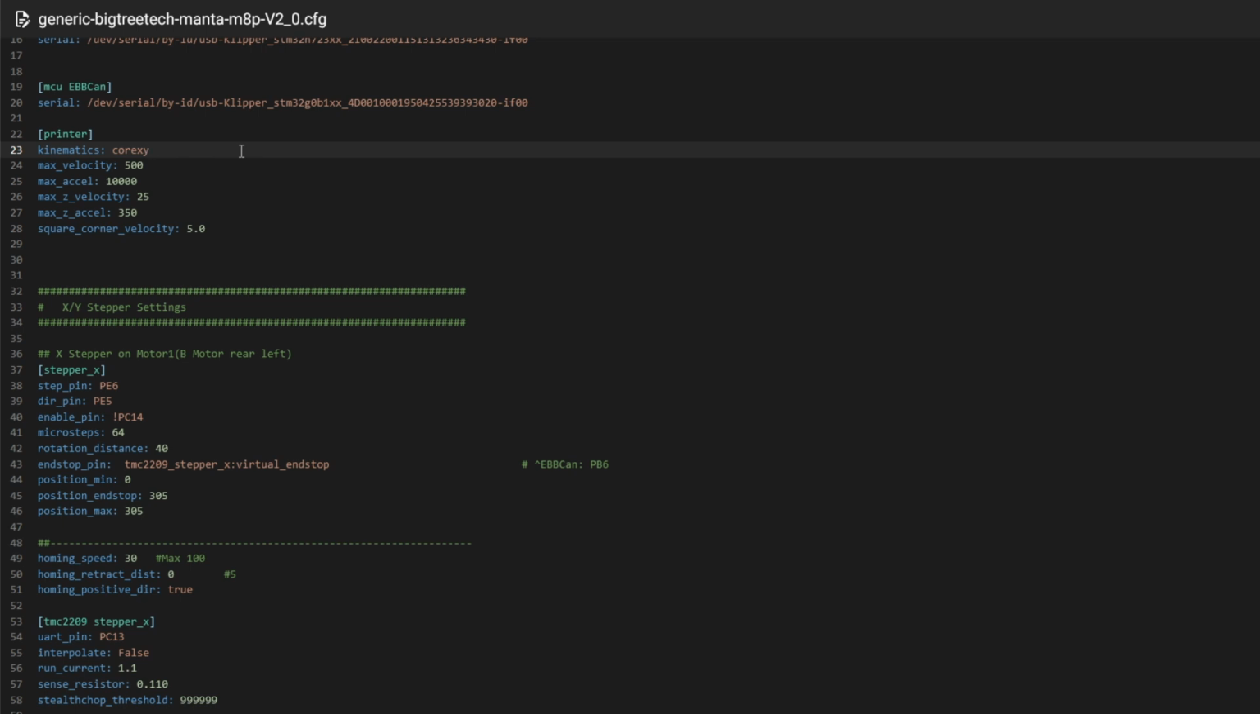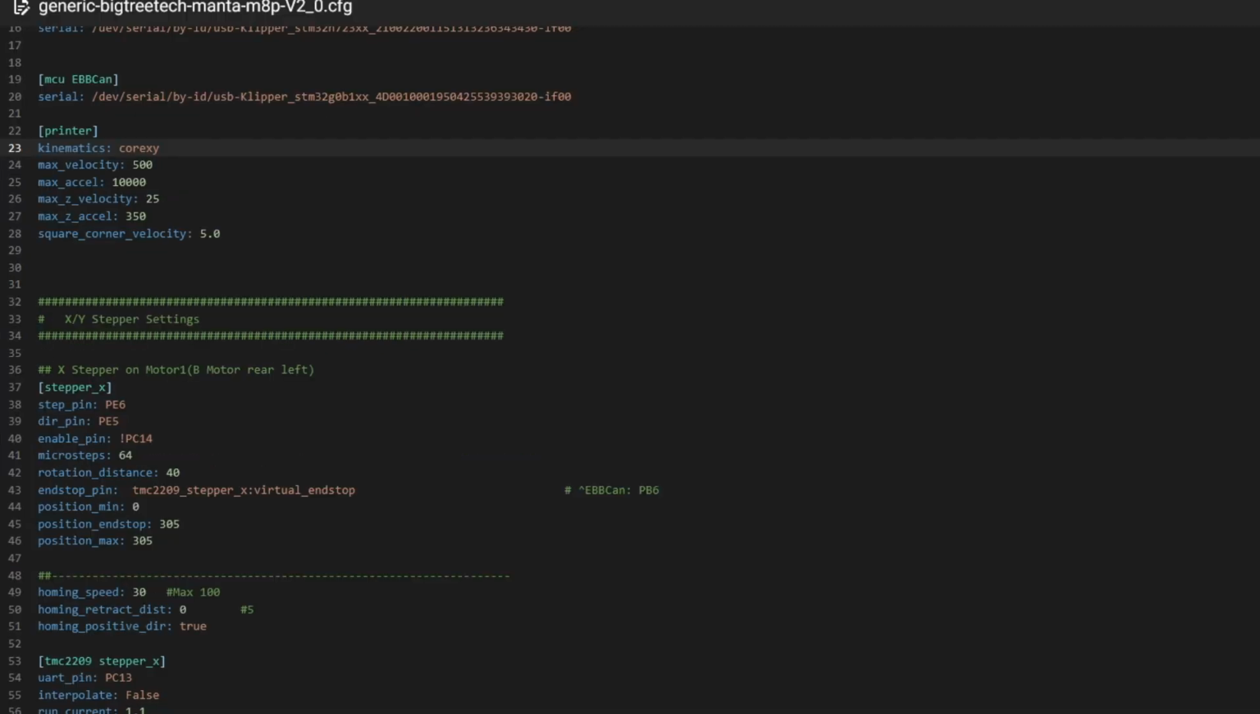With Core XY you have two motors moving each axis. You have two motors to move X, two motors to move Y. With a Cartesian printer it's a separate motor for every axis. For X, Y and Z you have separate motors. For Core XZ you have two motors for X, two motors for Z. And that's it when it comes to the first bit of this calibration.